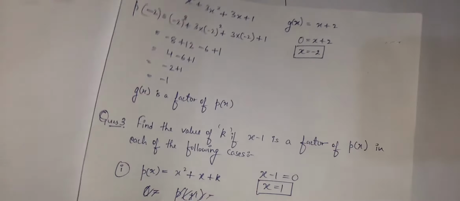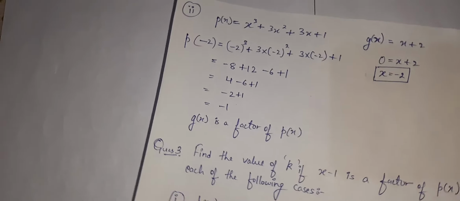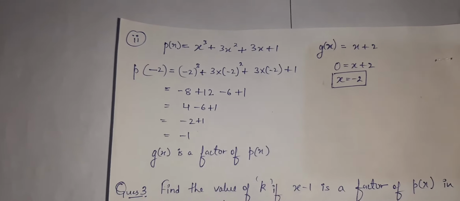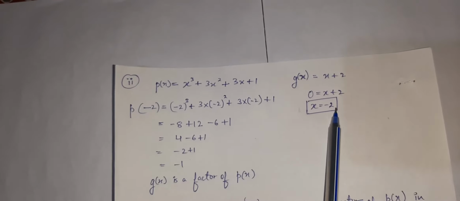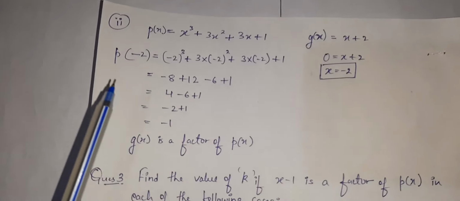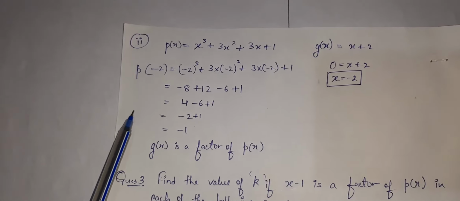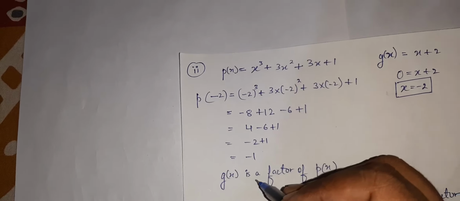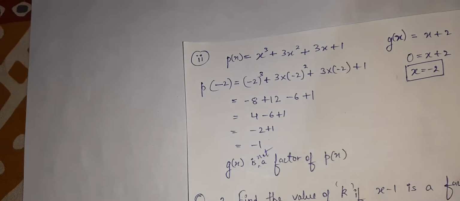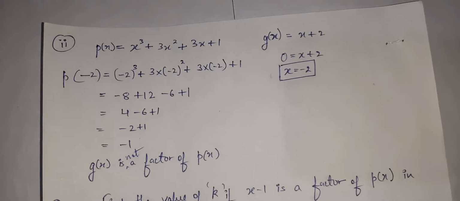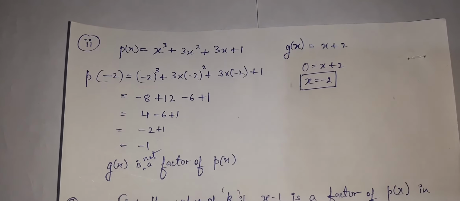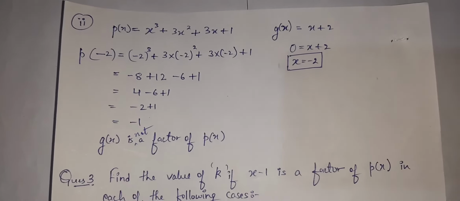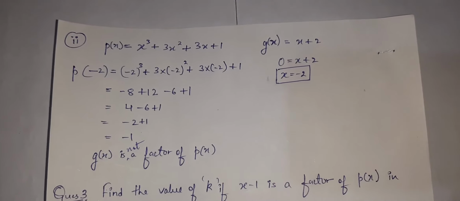Second part. Again, x plus 2 is given. We have taken the value of x as minus 2 from the g(x). We have put this value. Now it is not a factor of p(x). After solving it, the answer is minus 1. So it cannot be a factor of p(x).